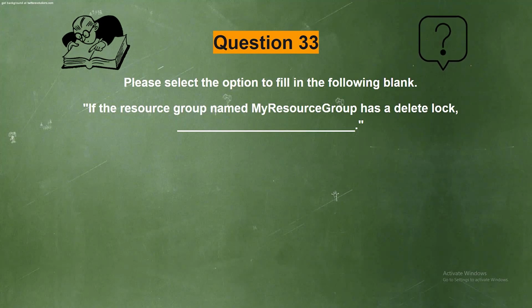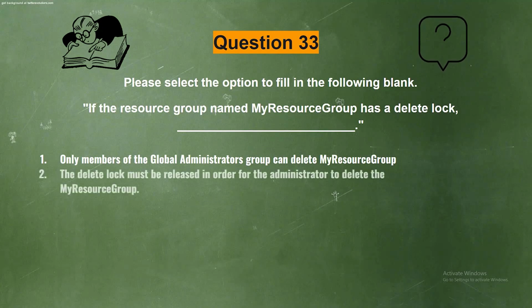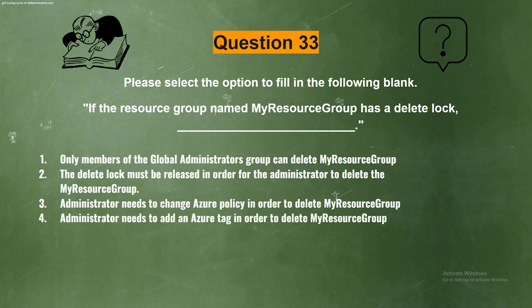In the next question, please select the option to fill in the following blank. If the resource group named My Resource Group has a delete lock, dash. And the options are option 1, only members of the Global Administrators Group can delete My Resource Group. Option 2, the delete lock must be released in order for the administrator to delete the My Resource Group. Option 3, administrator needs to change Azure policy in order to delete My Resource Group. Option 4, administrator needs to add an Azure tag in order to delete My Resource Group. And the correct answer is option 2.